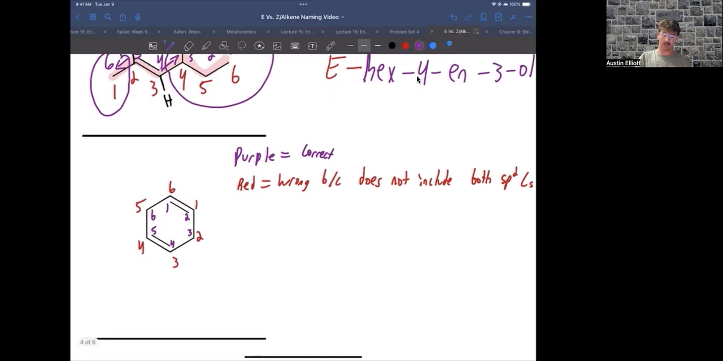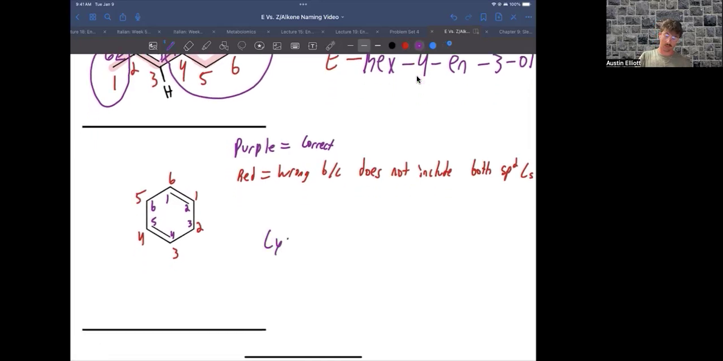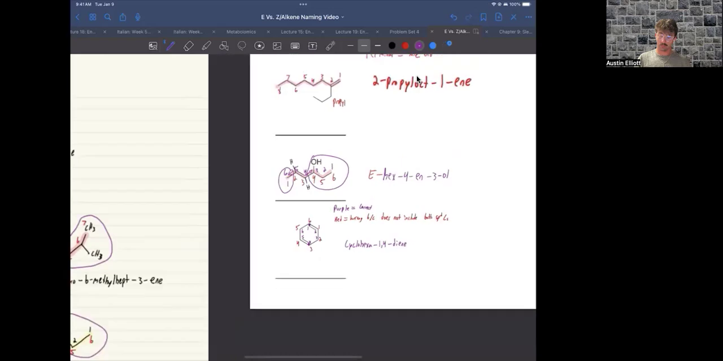Okay, now let's name this one. So it's going to be cyclo as our parent. And then in this case, it's going to be hexa, once again, because we have that diene. So we're going to keep the A rather than dropping it. It's going to be hexa-1,4. We always know the lowest number, so we're going to have that 1 here, and that's 4 there. That is the start of each alkene. 1,4, and then diene.